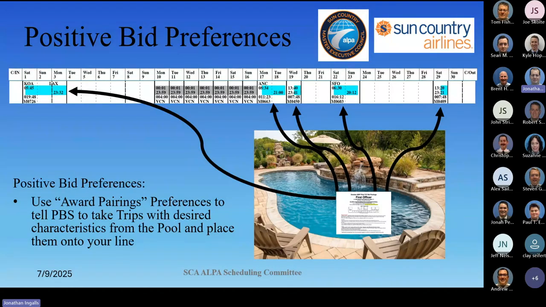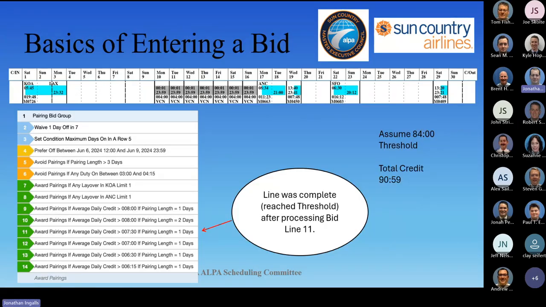So the positive bid preferences use the award pairings command to take things from the pool of pairings and place it onto our line. All right, so in this example, we can see the 10th to the 16th we had vacation. That's grayed out. That means it was already on our line. We know 7 days of vacation at 4 hours a day is worth 28 hours. So we're starting the month with 28 hours. And we assume that on this run, the administrator has the threshold set to 84 hours. We need to work our way up to 84 or beyond to get a line.